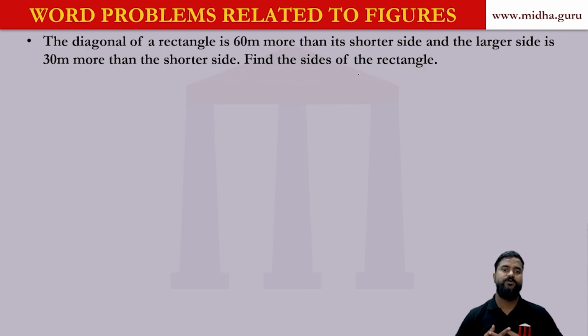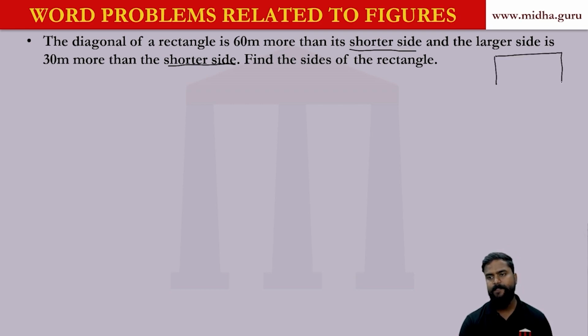So in the next example question, it says the diagonal of a rectangle is 60 meter more than its shorter side and the larger side is 30 meter more than the shorter side. Find the sides of the rectangle. So first things first, when you read the question, you see both of them link to the shorter side. That is, the diagonal is 60 meters more and the longer side is 30 meters more. So we'll take the shorter side to be x.